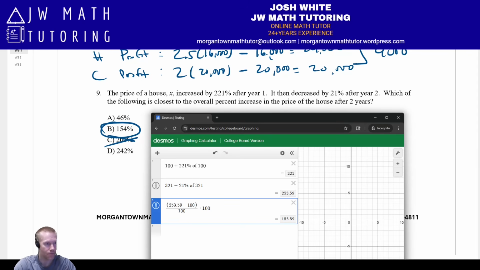Now, you can set up the equation and solve a generic equation for x for this.